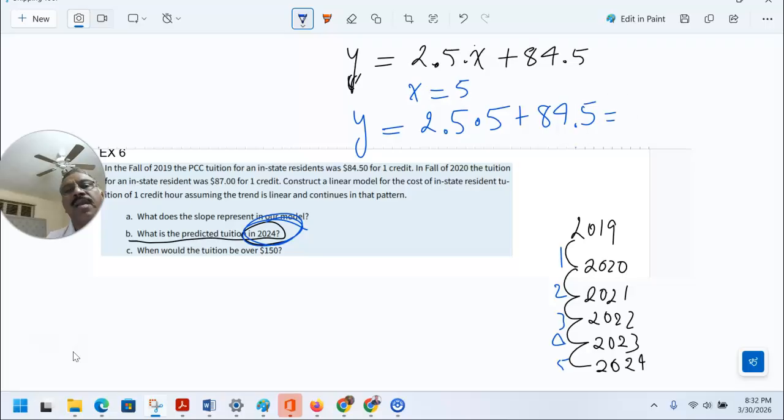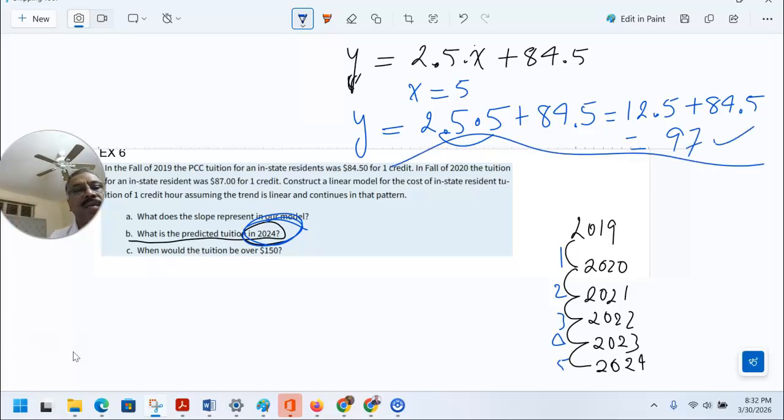And you do a little math there, use this. You'll get 12.5 and plus 84.5, and then together this gives you $97 and you're done.